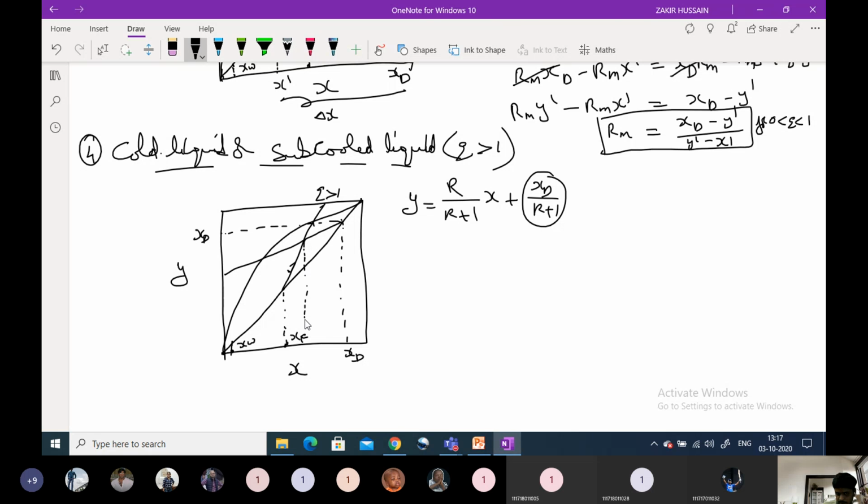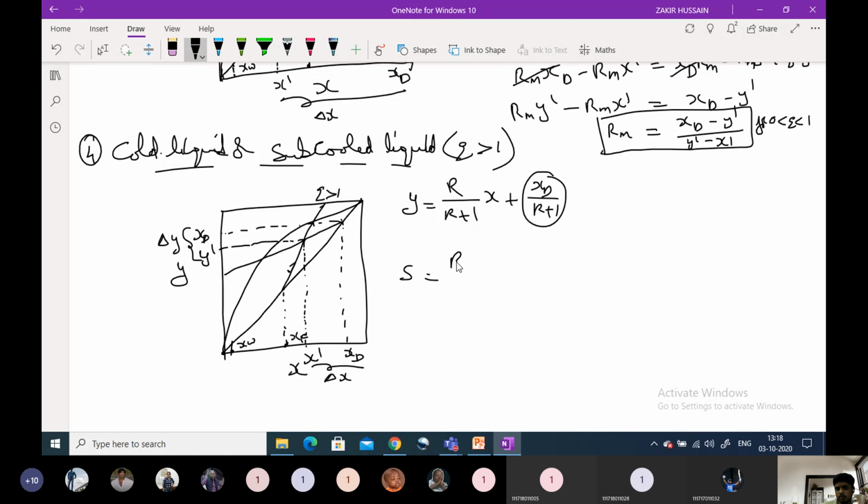This is called x dash, and from this point we take this as y dash. So our delta y will be xd minus y dash, and now this will be our delta x. See, for q greater than 1 it is coming after xf. Before, in the previous plots, all the values were coming before xf. Here for q greater than 1, or a cold liquid, it is coming after xf. So this is our delta x.